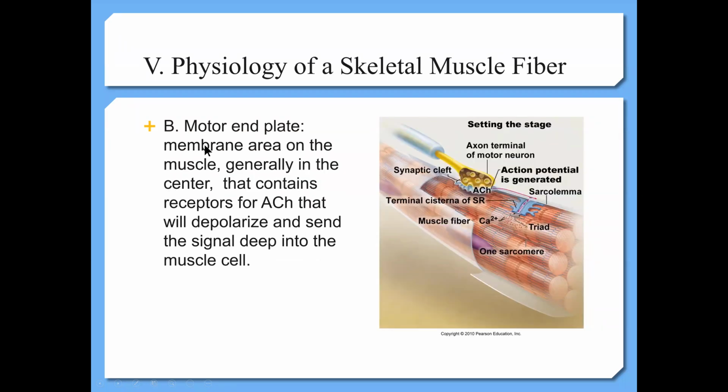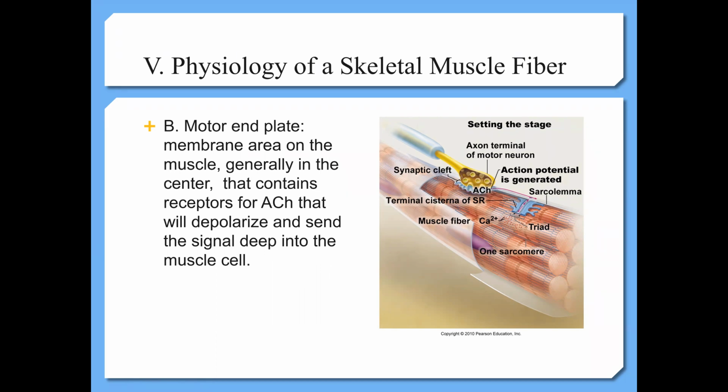The motor end plate membrane on the muscle, generally in the center, contains the receptors. So what this is saying is just what I said a while ago. The motor end plate, rather than being on one end of the muscle, is generally in the center because all the muscle is going to do is contract, okay? And it contains the receptors for acetylcholine that will depolarize. And so the sarcolemma is going to retain the receptors for the acetylcholine. That's going to depolarize, okay?